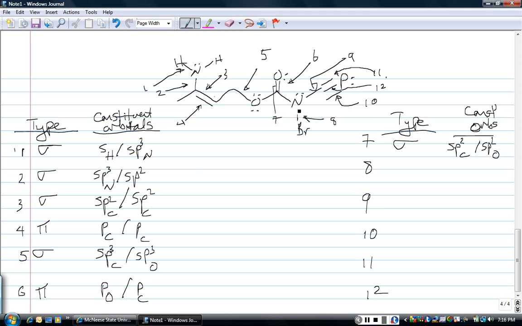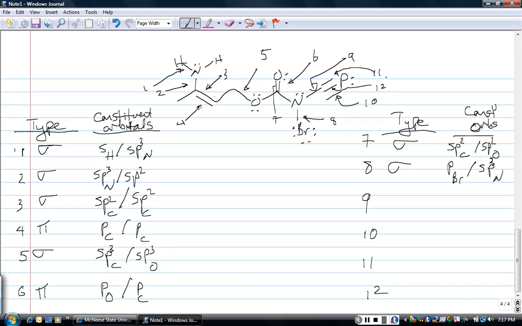8. Well, remember we said the halogens do not hybridize, especially when they're bound to heteroatoms. And so this will be, of course, it's a single bond, so it's a sigma bond. And it'll be p of the bromine overlapping with the sp3 of nitrogen.